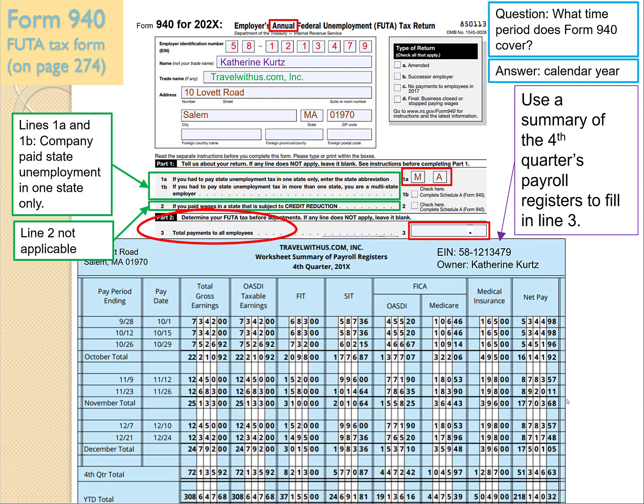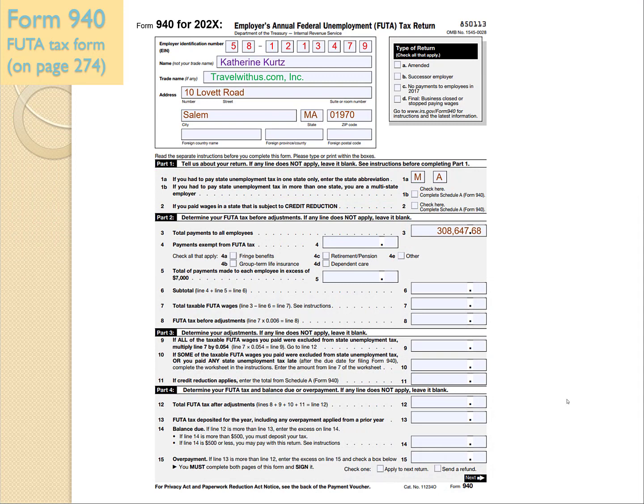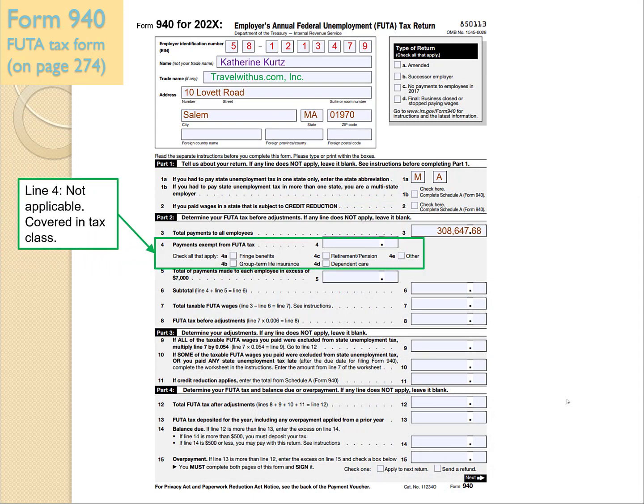So do we have any calendar year information on our summary of the fourth quarter's payroll registers that shows us how much we paid in gross wages to all of our employees? Yes, we do. Look down in the lower left. $308,647.68. That's gross wages paid to our employees for the year. Line 4 is not applicable either. This will be covered in the tax class, so we're going to ignore that.